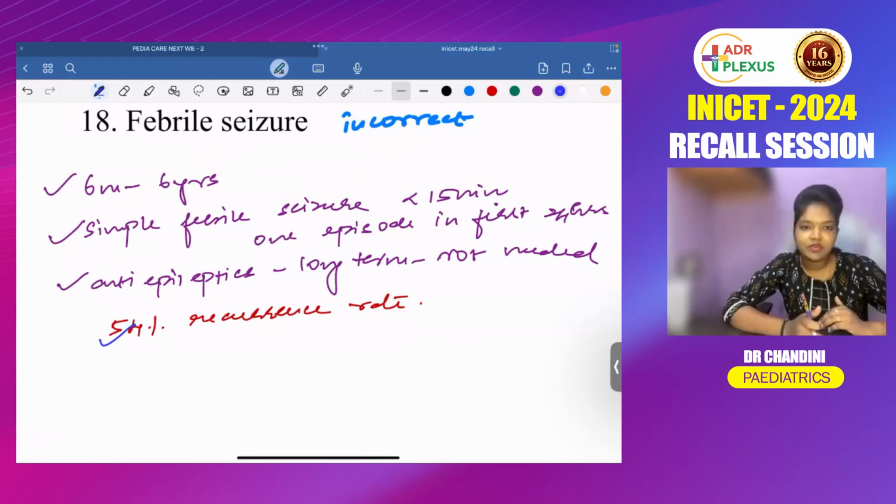So most of it were almost discussed in our class, and almost 90% of what we have seen today, these 18 recall questions, were from BSP. So if you have studied BSP, you would have easily done all these questions from pediatrics.